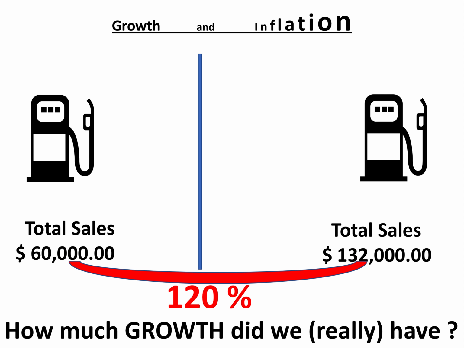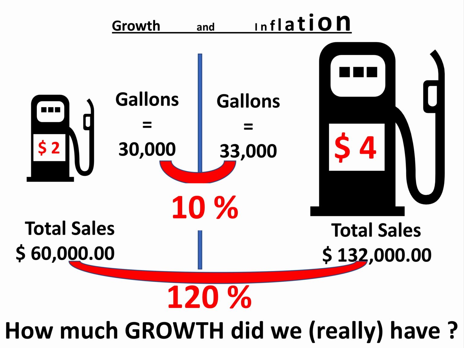And the question really is, what is our real growth? Well, if we look at the number of gallons of gasoline that we sold, we actually went from 30,000 gallons at the beginning period, where the price was $2 a gallon, to 33,000 gallons in a more recent period of time, but now the price is $4 a gallon. So we see we've actually only increased our production or our consumption of gasoline by 10%.